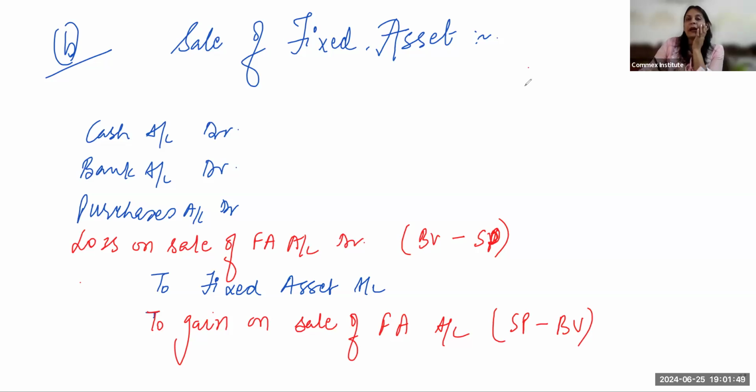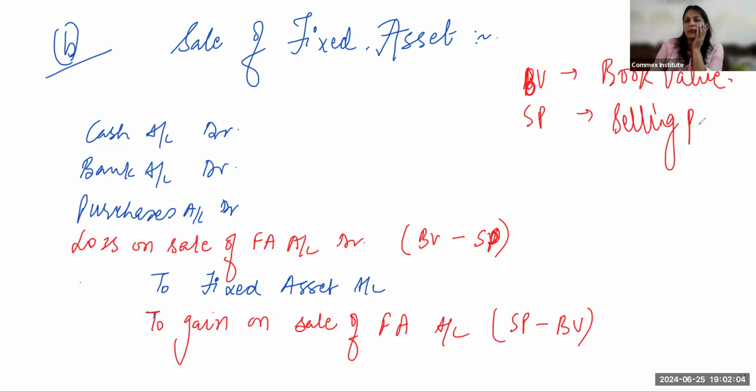BV stands for book value. Book value is the value of the asset in our books, the depreciated value, right? And selling price is, of course, the price at which we are selling it. Just carefully write this entry, the debit and the credit aspect. And then with the help of an example, I'll tell you.